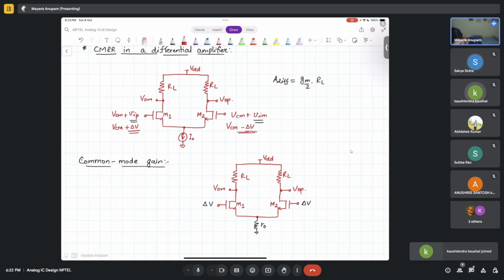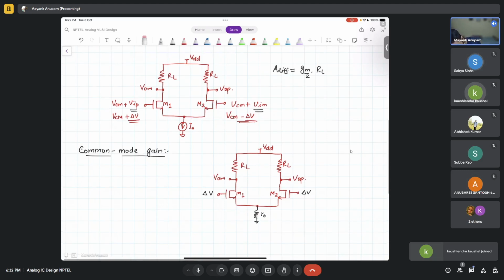But if I write it in the manner VCM plus VIP, VCM plus VIM, it means that there is a bias voltage VCM and there is some signal VIP and VIM at the inputs. Now these signals may not be fully differential. They might have some common mode component and differential component. If I want to split it further into common mode and differential mode, I'll have to do it in this manner.